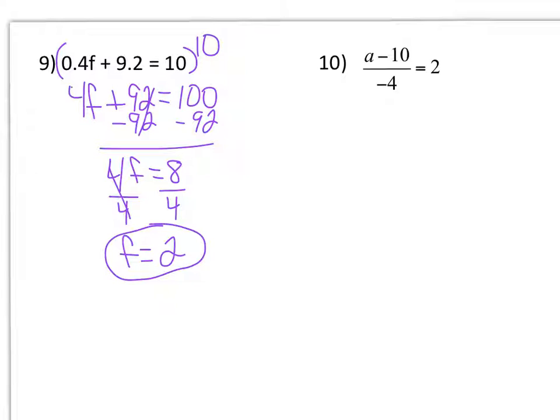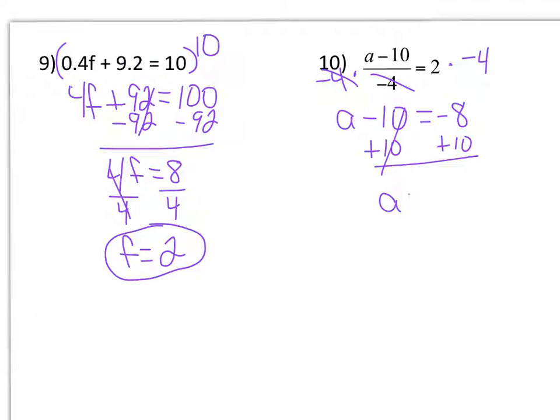Okay, and in number 10, more than one way we could solve this. We could solve it as a proportion, or we could get rid of the fraction first. So if I want to get rid of the fraction, I'm going to multiply both sides by -4, because that's what I'm dividing by. So -4's cancel on the left. We're left with a minus 10 equals -8. Then add 10 to both sides. a equals 2.